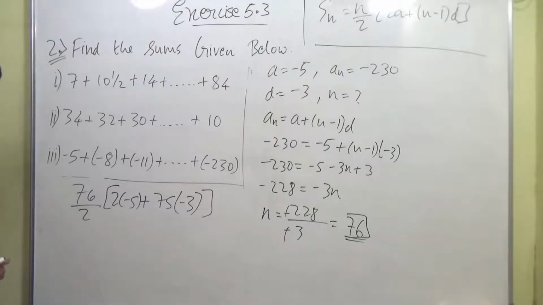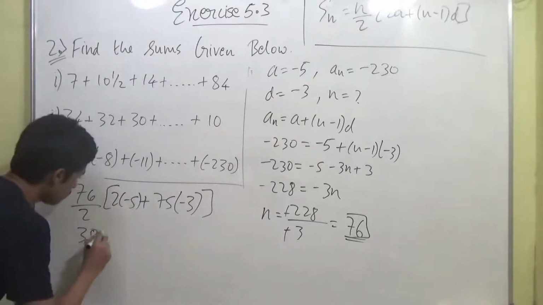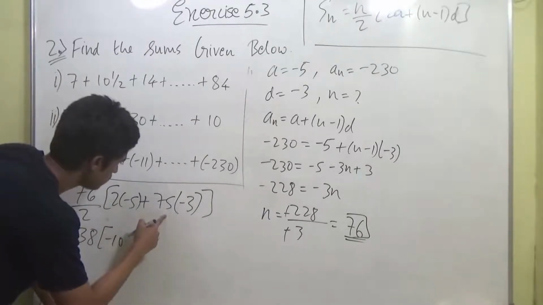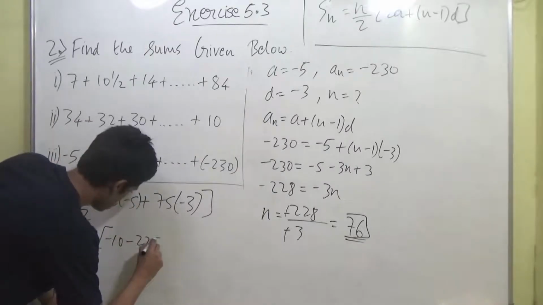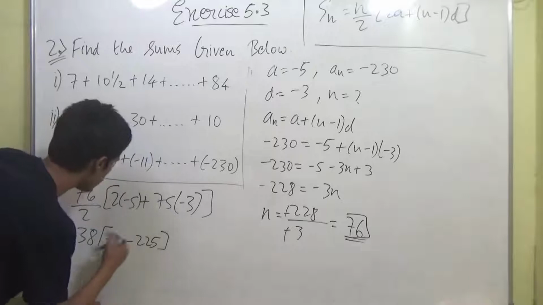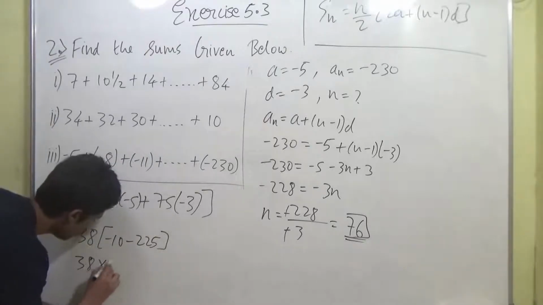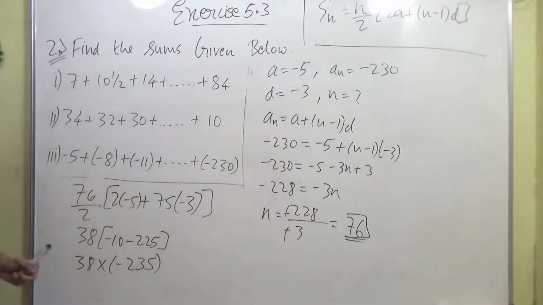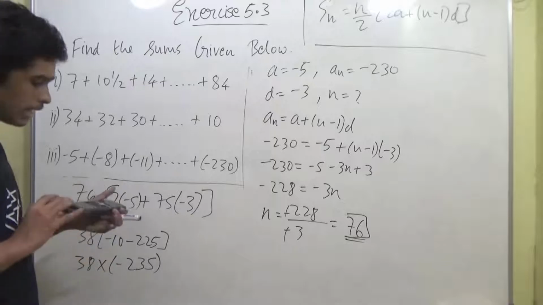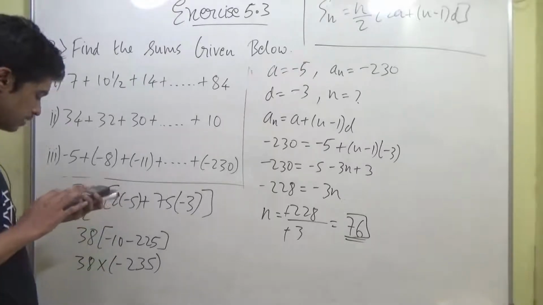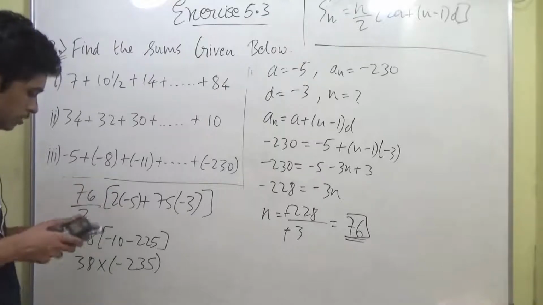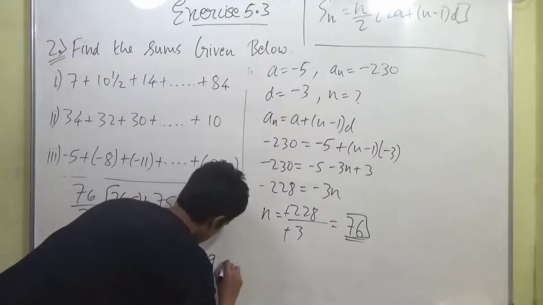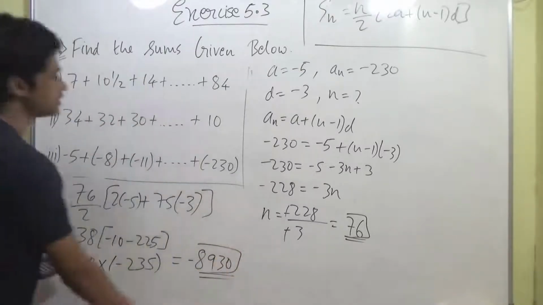This is going to become equal to 38 into minus 10 minus 225. This will become minus 235. 38 into minus 235 is the answer guys. So let me quickly do it with the calculator guys, but you have to do it on your own, right? To save some time, I'm doing it on the calculator. It becomes minus 8930. This is the answer, right?